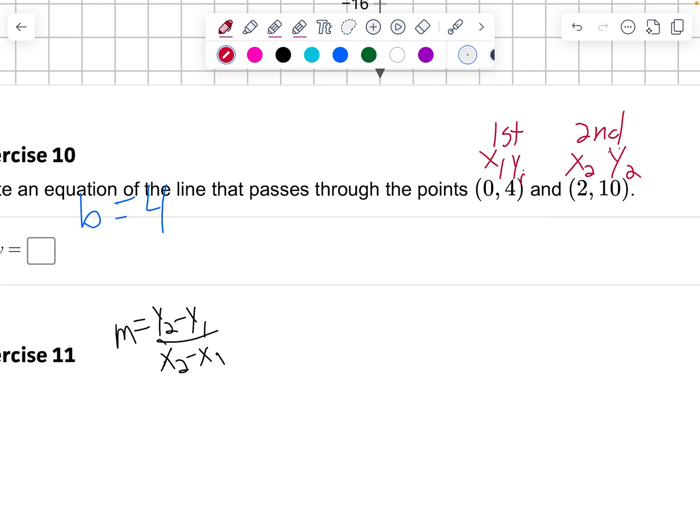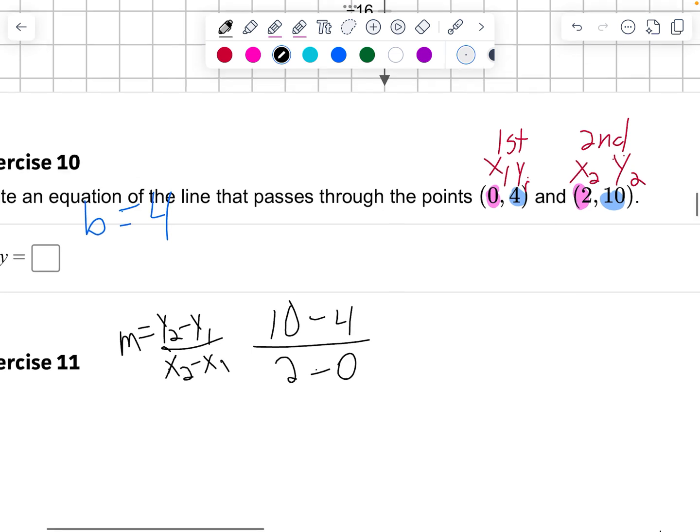It's going to be 10 minus 4. It's going to be this minus this. Okay, so 10 minus 4 on top. Okay, over on the other side, we got 2 minus 0. Okay, so it's going to be 2 minus 0. And then we just solve it.